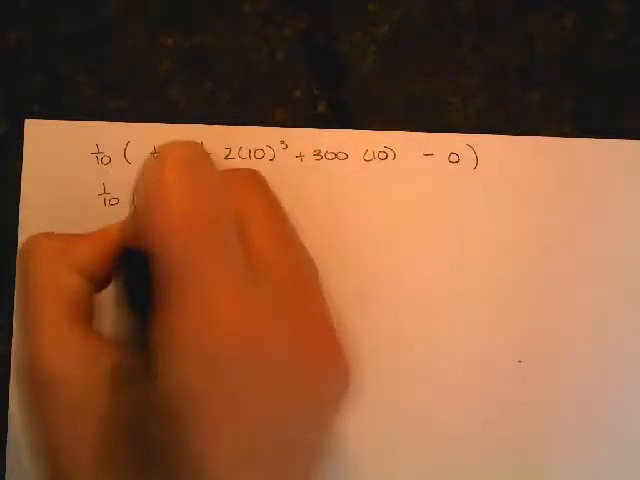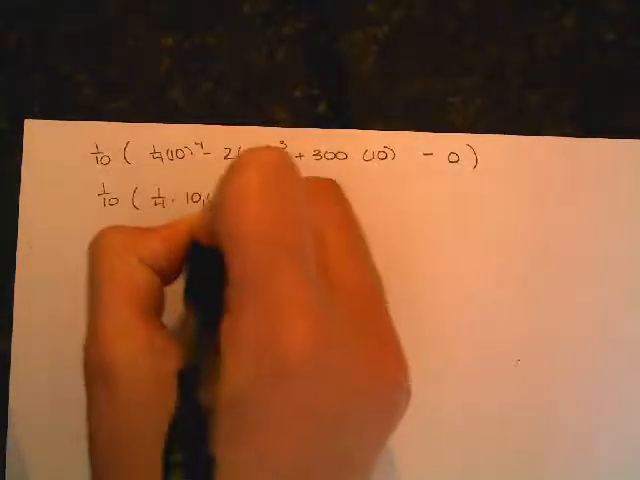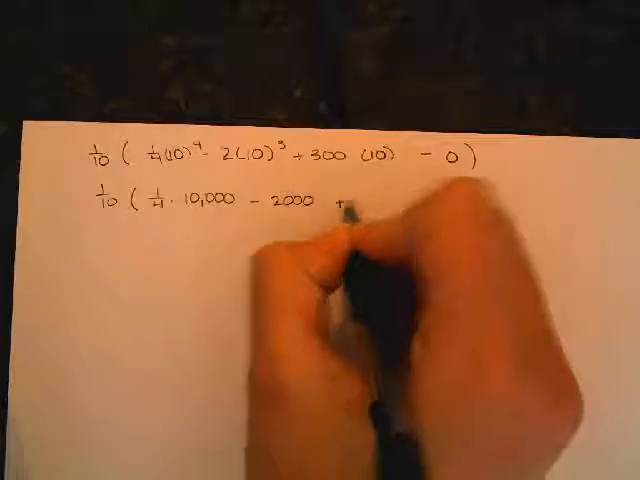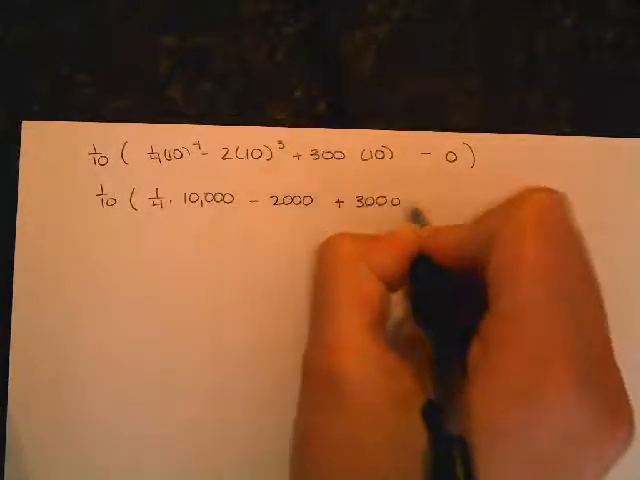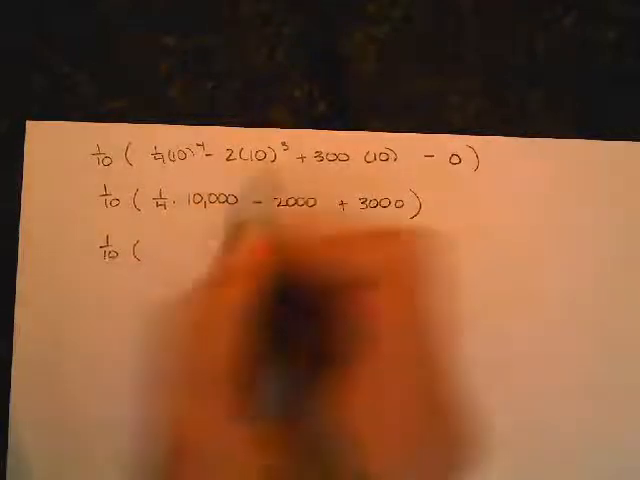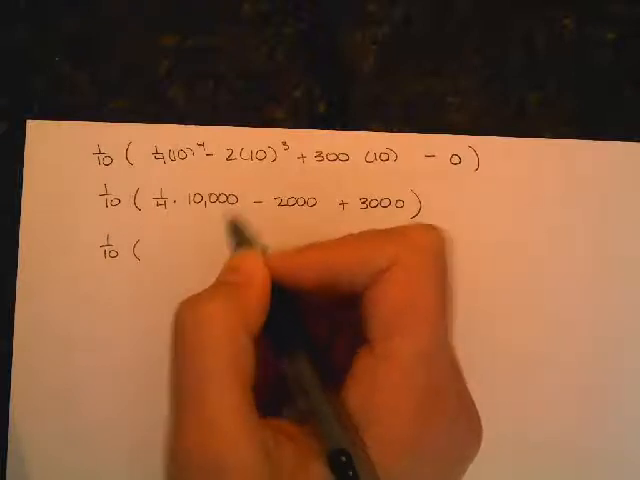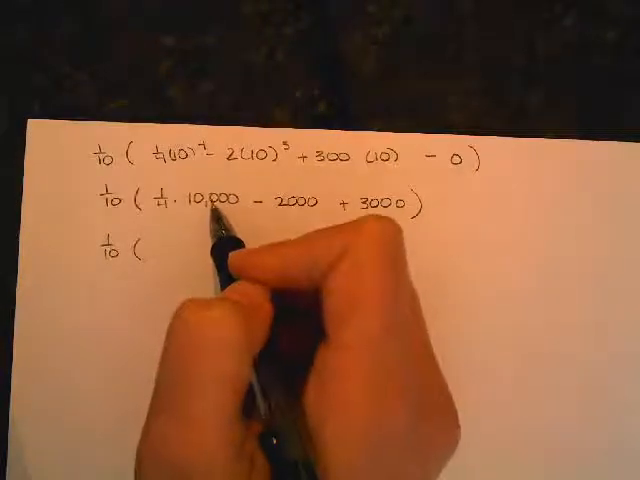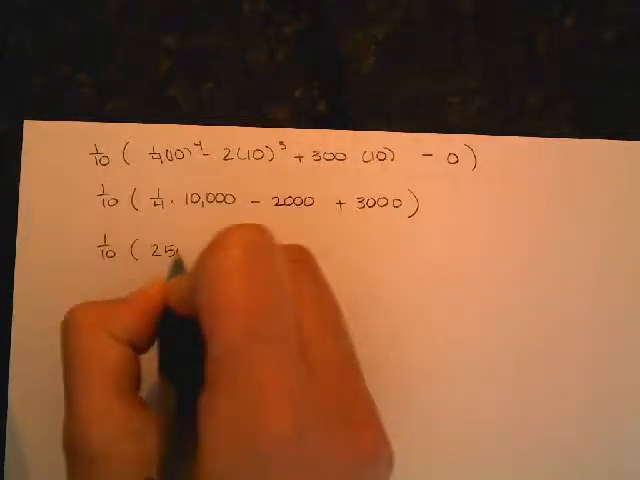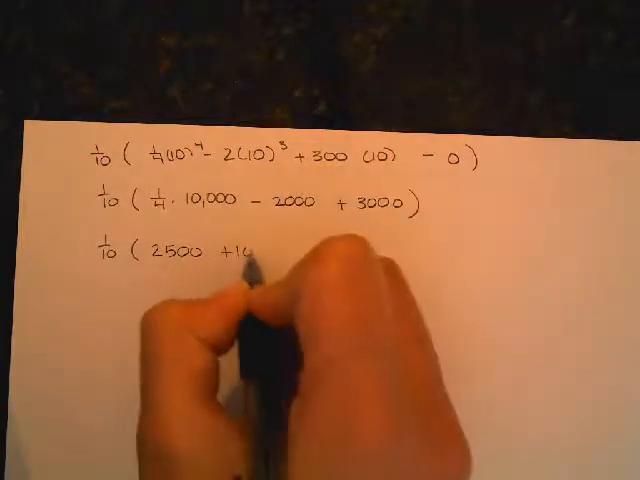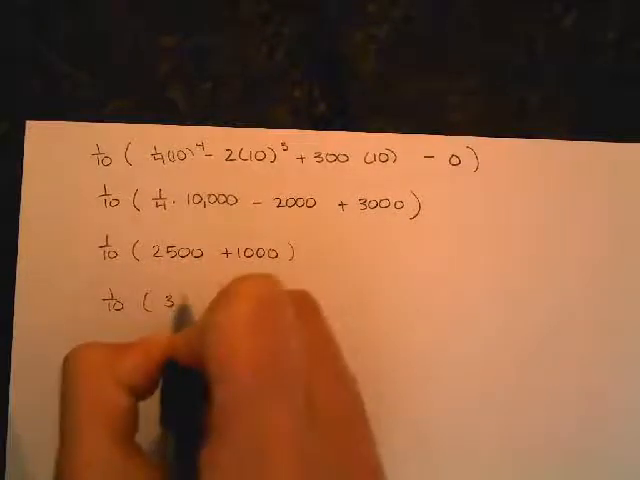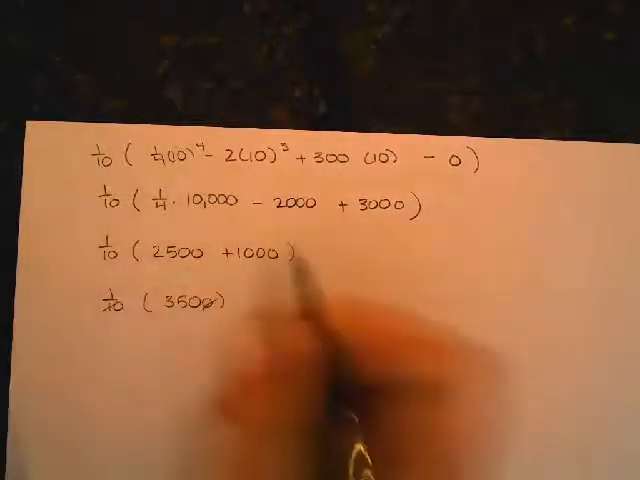I went ahead and continued it. Minus, that's 1,000 times 2, plus 3,000. So 10,000 divided by 4. Half of 10,000 is 5,000. Half of that is 2,500. So we've got 2,500 plus 1,000. So that's 1/10 of 3,500. So that's 350.